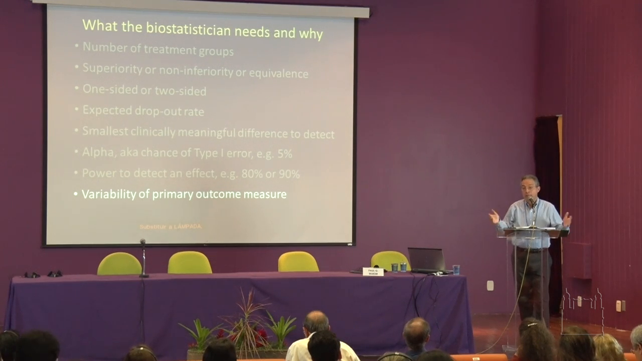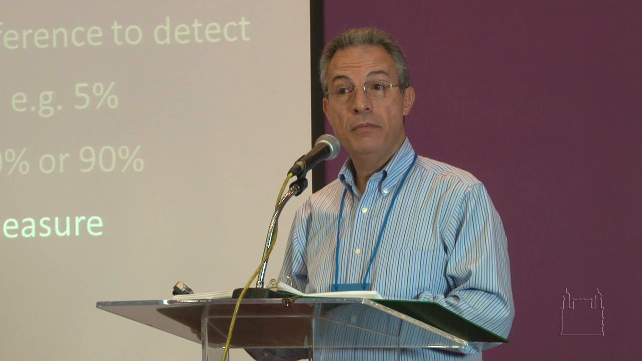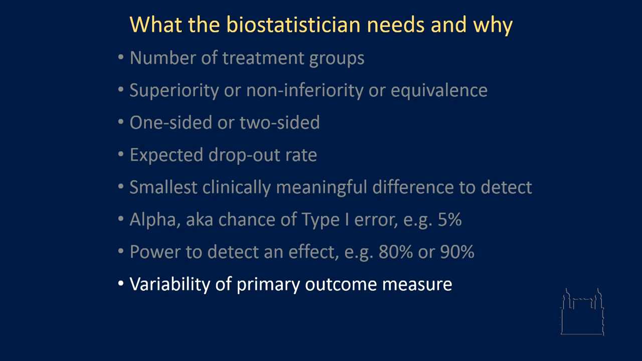So before I worry about sample size, I have a bigger problem. And I'm sorry, but I don't have a feel-good answer. Any other questions? Okay, so then we go to variability of the primary outcome measure.